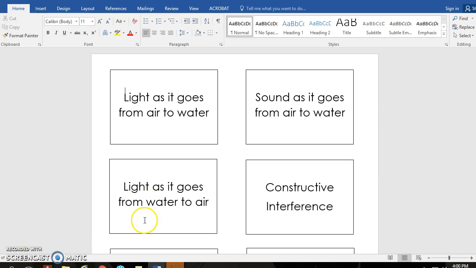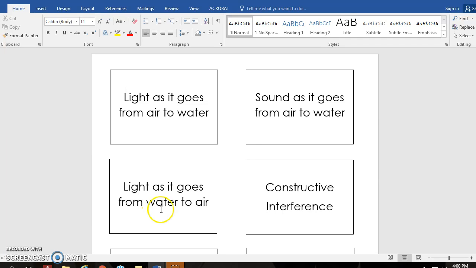Then light, as it goes from water to air, would be the opposite. So we would have drawn a wave that had a lower frequency, and then as soon as it hits the air or the gas, it would speed up really quickly. Okay, so it goes from a more dense water to a less dense air, so there's less speed bumps in the way for it to get caught up.